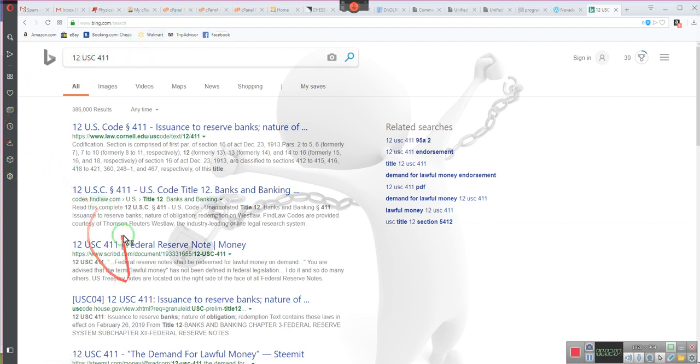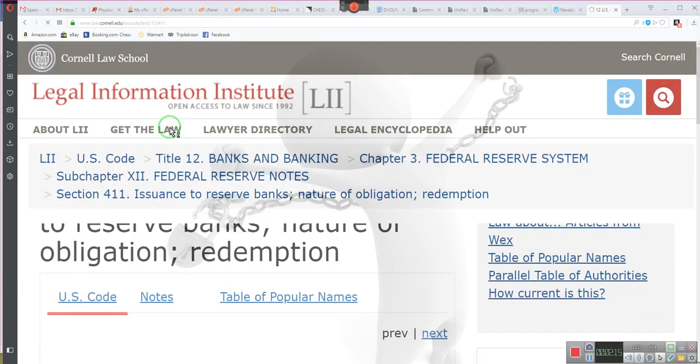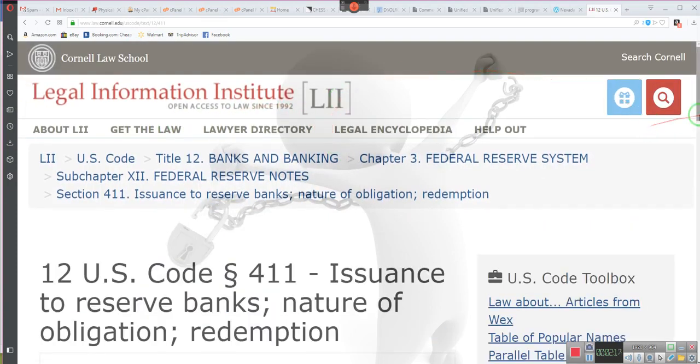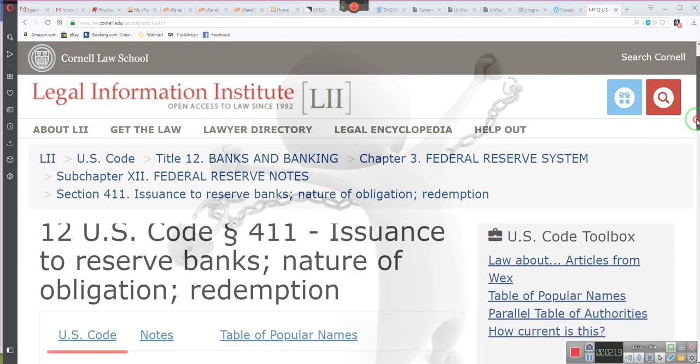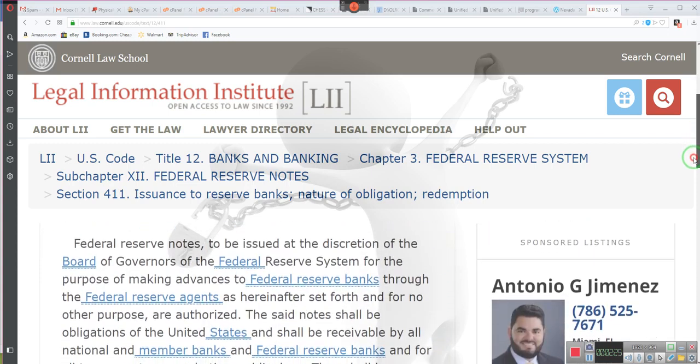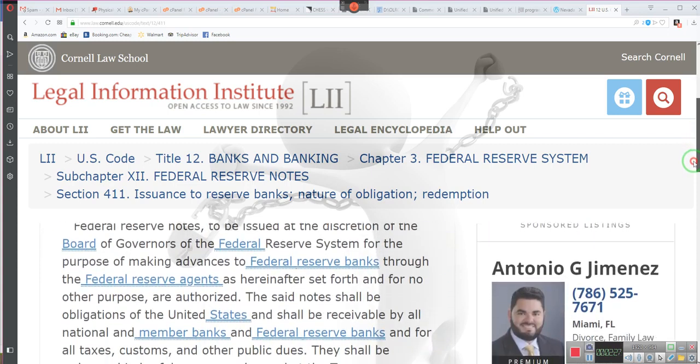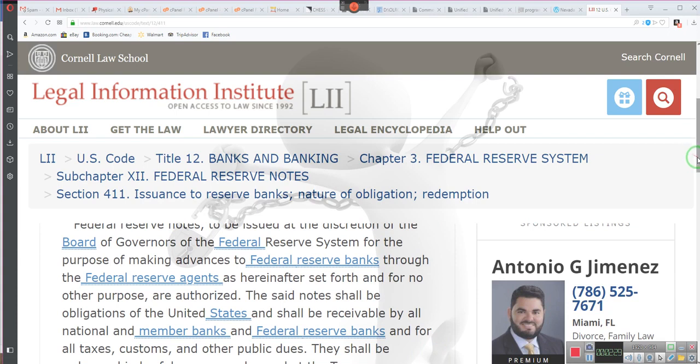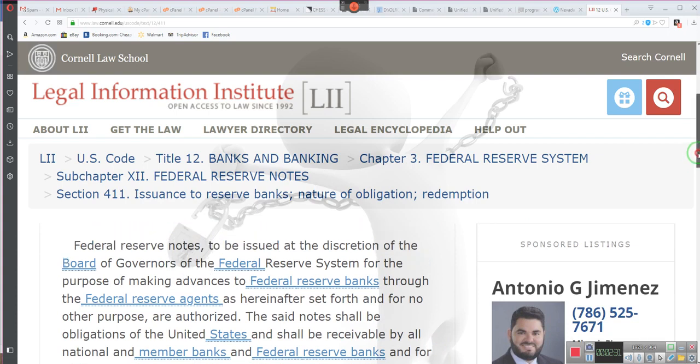Now, we don't care about all these other sites. We're going to go to Cornell because Cornell is the official site for the posting of the US codes. Okay, so let's scroll down. Issuance to reserved banks. Nature of obligation, redemption. Let's find out nature of obligation.